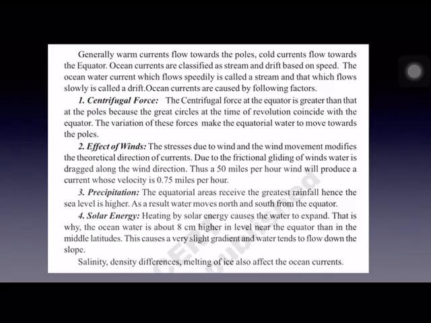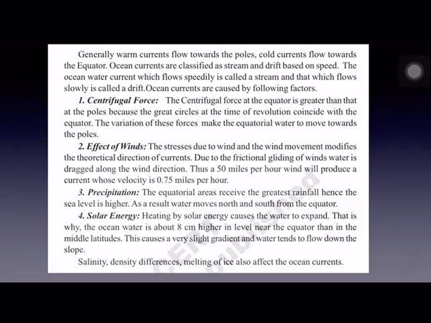Based on temperature, there are two types of ocean currents: warm ocean currents and cold ocean currents. Warm ocean currents are the ocean currents which move from the equator towards the poles, either the North Pole or the South Pole. For example, the Gulf Stream moves along the east coast of North America. The Brazil Current moves along the east coast of South America.